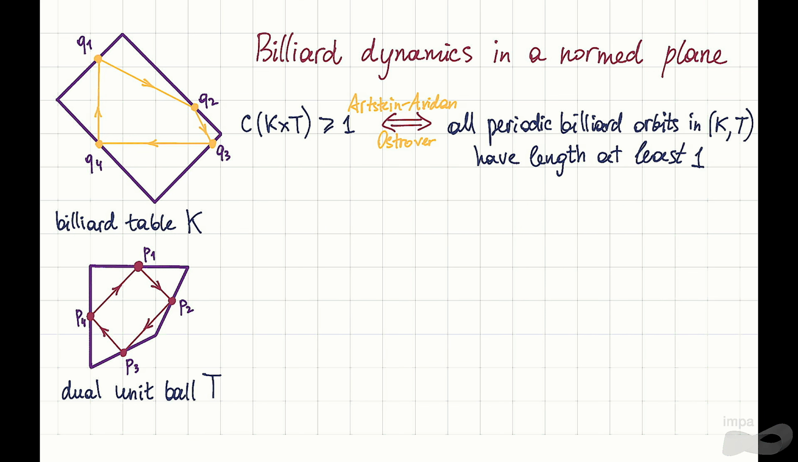All right, so I'm not going to refer to symplectic capacities more or less, apart from this characterization of Artstein-Avidan and Ostrover, saying that the symplectic capacity, or we can just refer to the shortest closed billiard orbit. So capacity is at least one if and only if all your periodic billiard orbits in your configuration have length at least one. As I said, it's a theorem that closed billiard orbits always exist, so it's an equivalent thing.